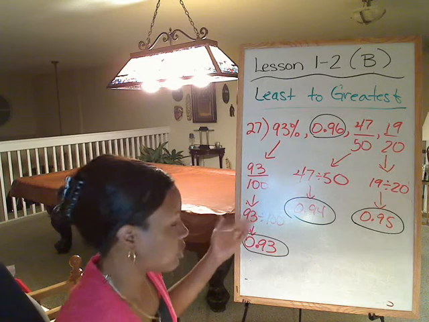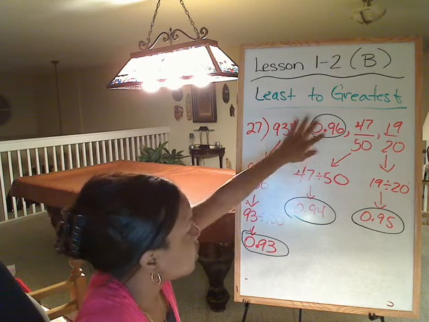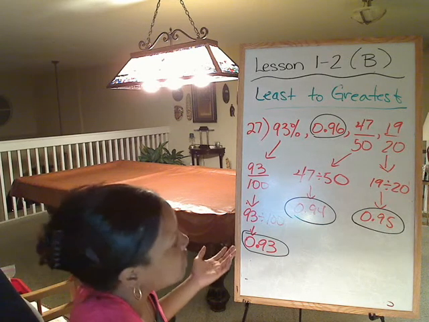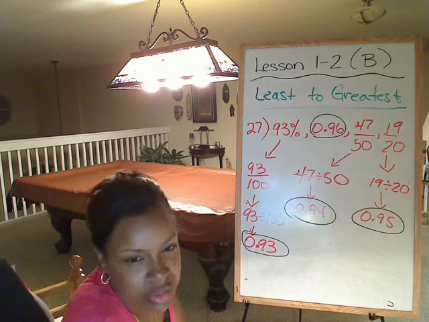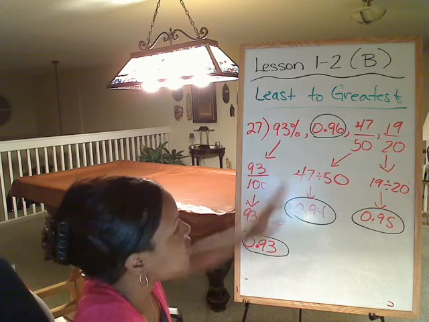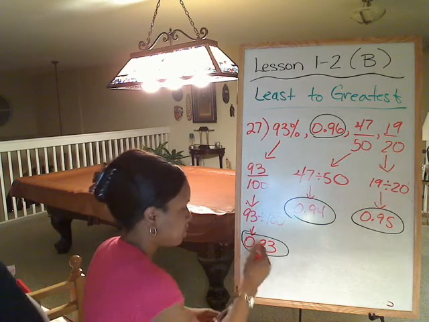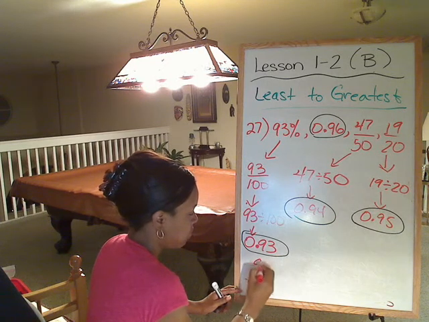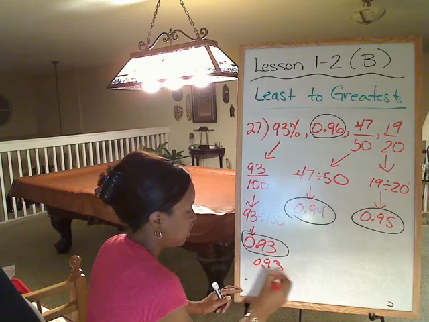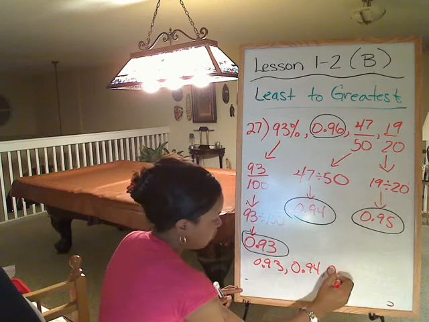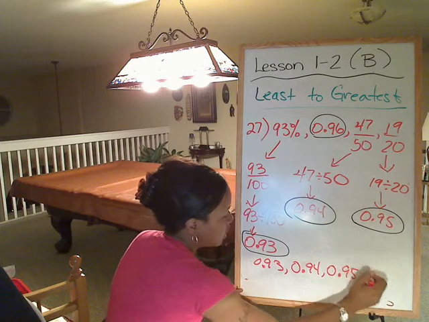So again, here's our four decimals. They're actually very close, right? 0.93, 0.96, 0.94, and 0.95. And if you think of it as money, this one is pretty easy. I think most of you can get it even without thinking of it as money. So if you think of it as money, 0.93 would be the smallest, right? Then 0.94, then 0.95, then 0.96.